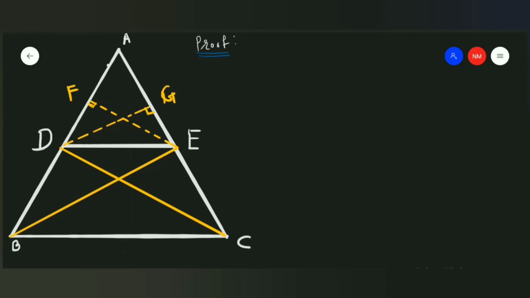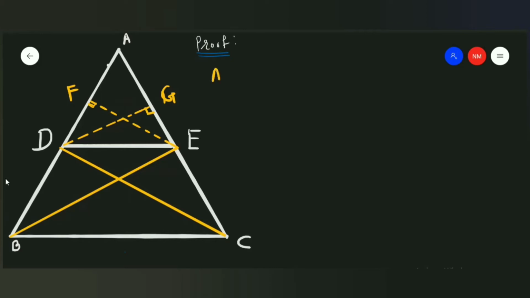Okay, now in the proof, we are going to select triangle ADE and triangle BDE. I will show you, this is triangle ADE and triangle BDE. So ADE and BDE, we will select these 2 triangles. Let's find their areas and then we will find the ratio of their areas.